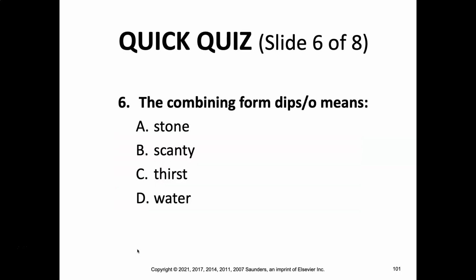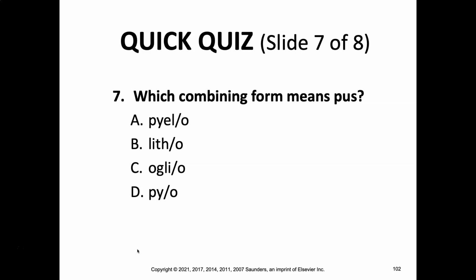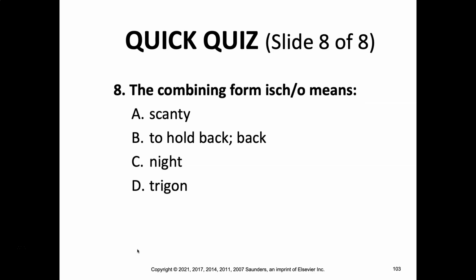Combining form: dipso. Dipso means, a good way to remember this one is if you're thirsty, you might want to dip a cup of water out of a well. Dipso, thirst. Which combining form means pus? Make sure you know this one because unfortunately it's used in multiple chapters. Combining form isch means, well, if you're not sure, go back and take a look.